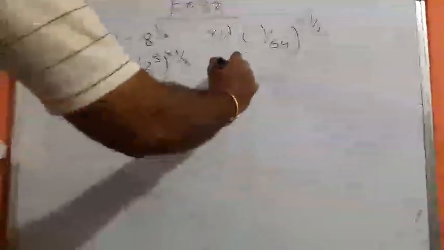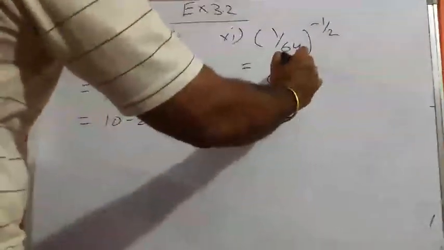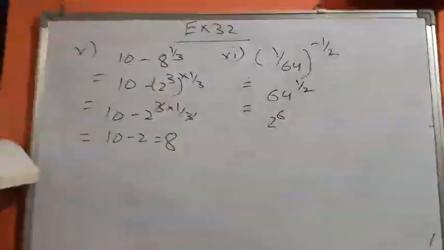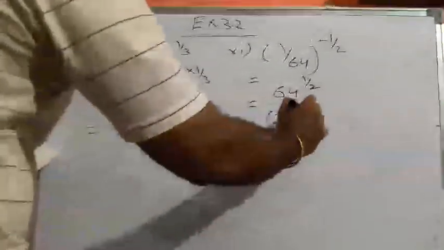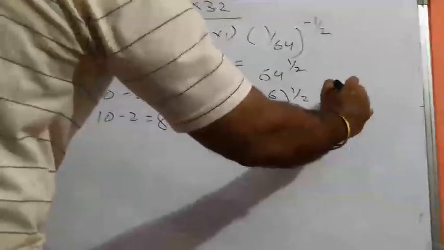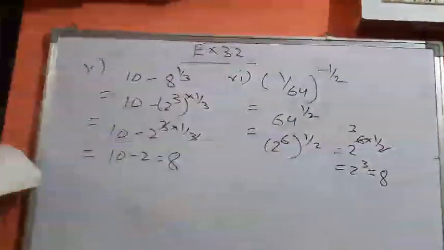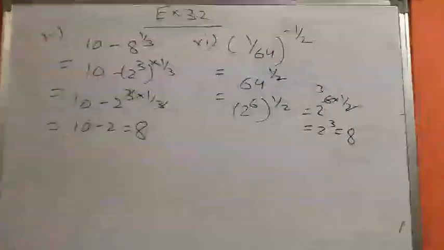So we can change into a positive exponent, 64 to the power half. Now prime factorize 64 as 2 to the power 6, to the power half. This 6 and half combine, so we get 2 cube, and this gives us 8. So 8 is the answer.